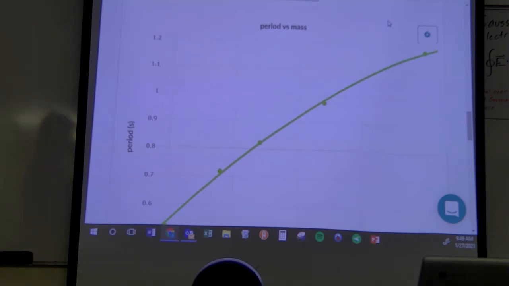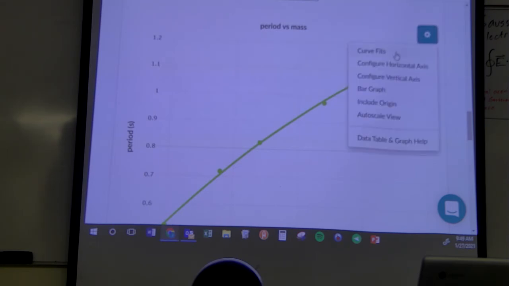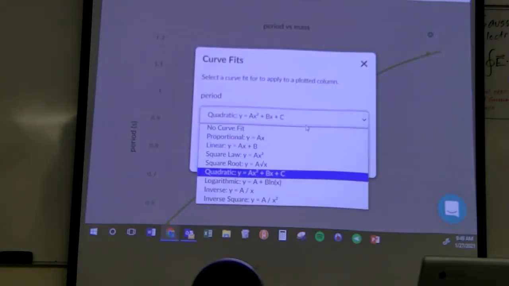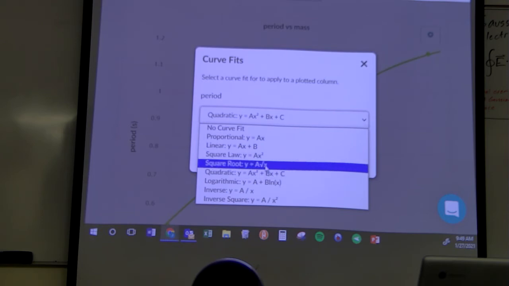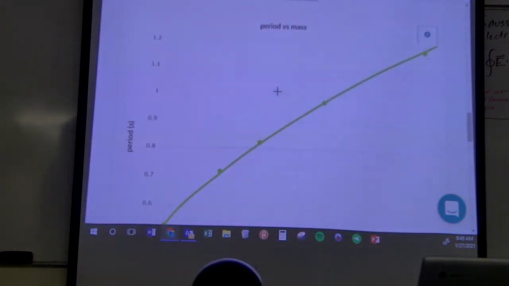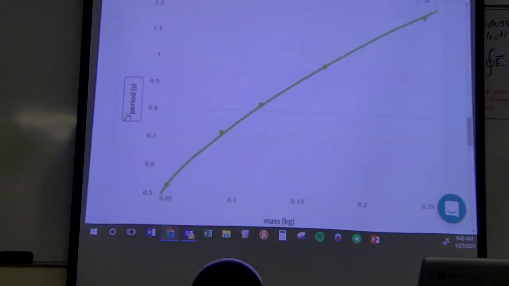What is this graph? What type of graph is it? Square root graph. It's a square root graph. Right. And so if I pick square root graph, you'll see it fits very nicely. Square root. Very nice fit. Square root graph.